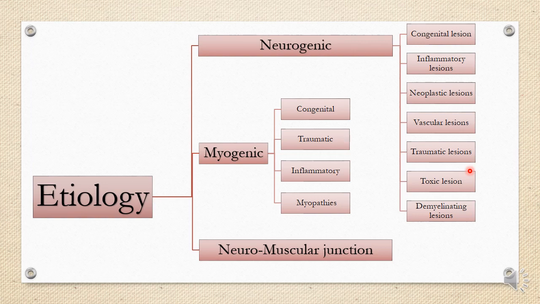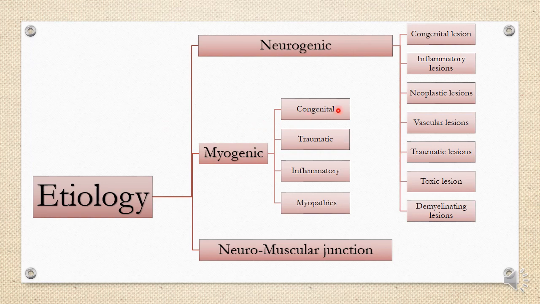Next are toxic lesions, which are sometimes carbon monoxide poisoning, diphtheria toxins, or alcoholism, which could lead to neuropathy. Whenever there is a neuropathy because of these conditions, that could also lead to your paralytic squint. And finally there are demyelinating lesions, multiple sclerosis and diffuse sclerosis, where the myelin sheath is getting affected. There is sclerosis of your nerves, leading to improper functioning of a particular nerve, that could also lead to paralytic squint.